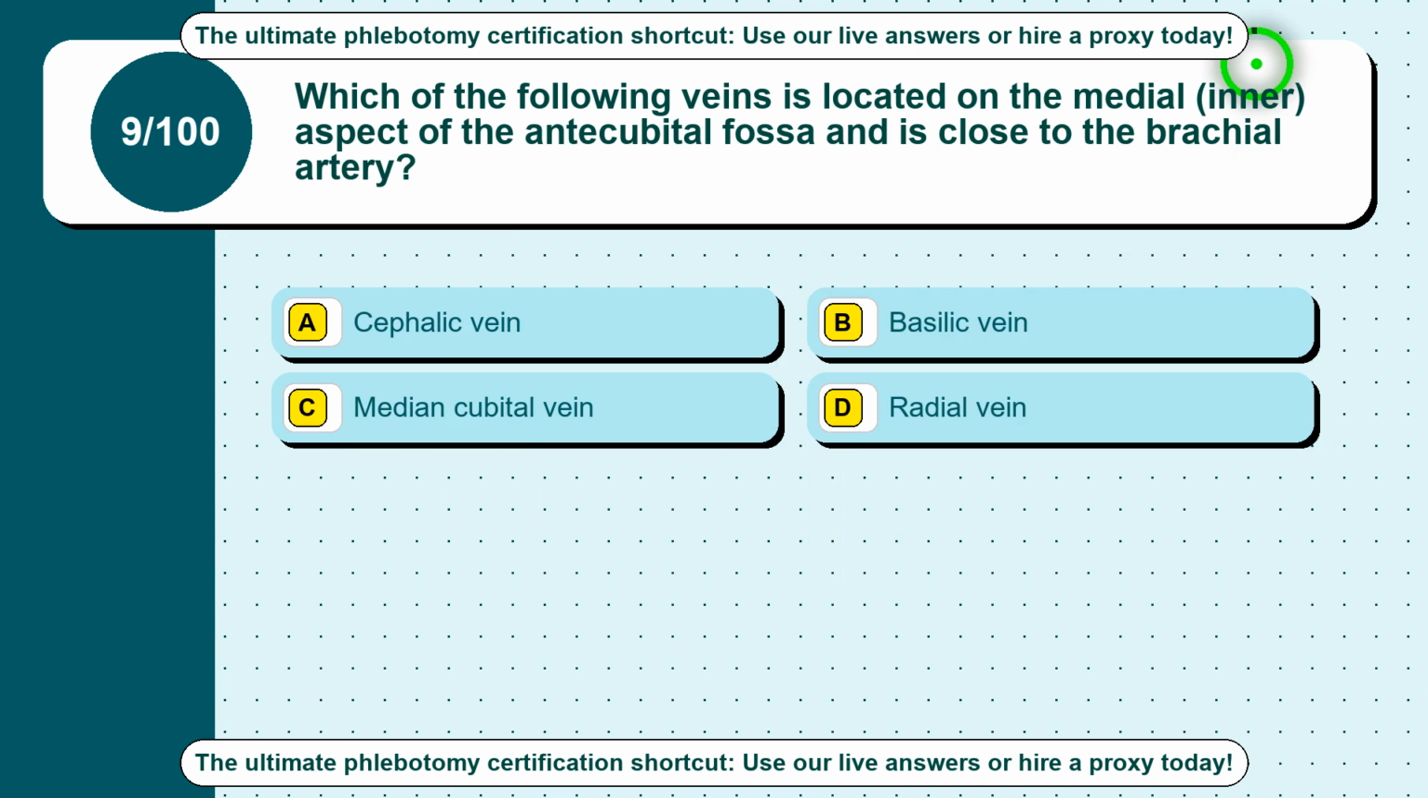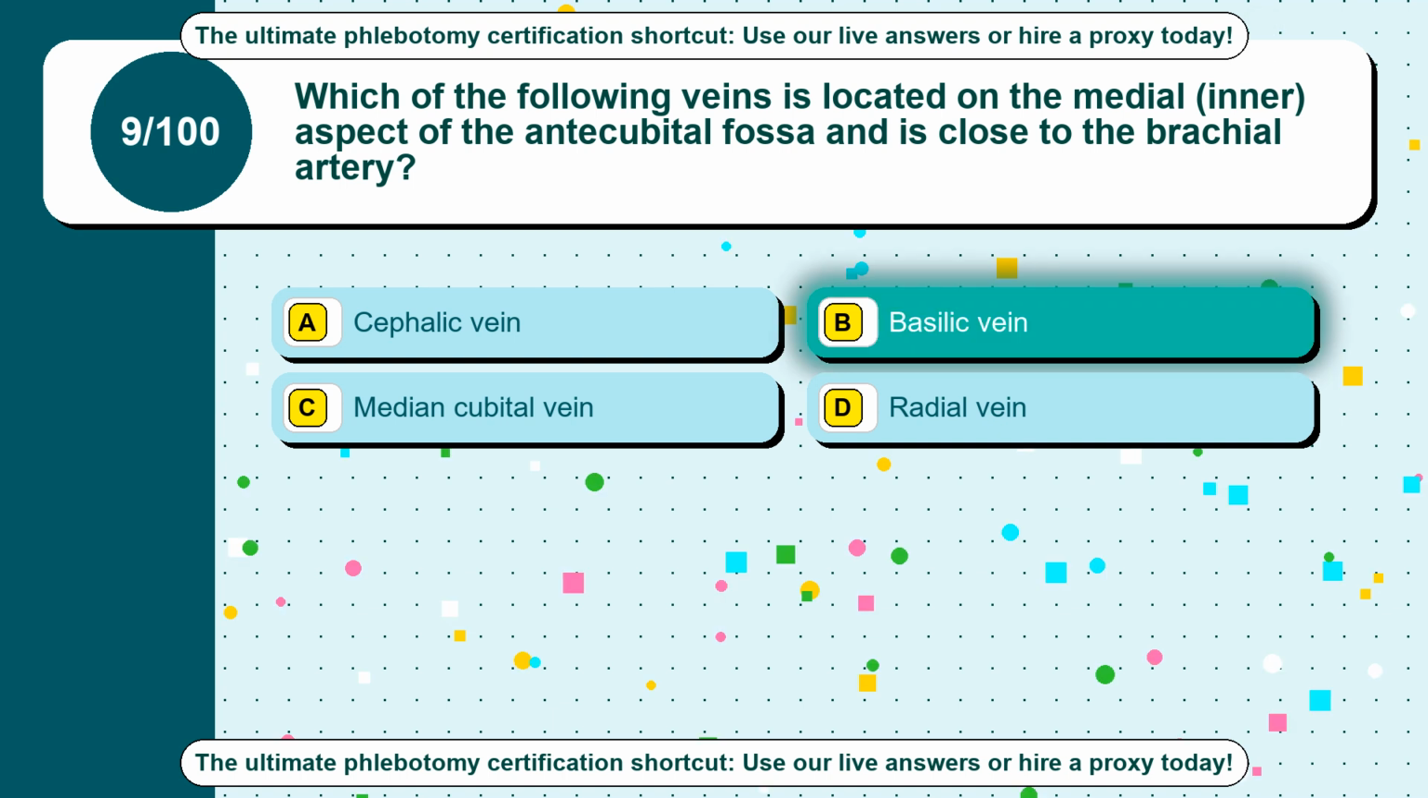Question 9. Which of the following veins is located on the medial, inner, aspect of the antecubital fossa and is close to the brachial artery? Option A. Cephalic vein. Option B. Basilic vein. Option C. Median cubital vein. Option D. Radial vein. The correct answer is option B.